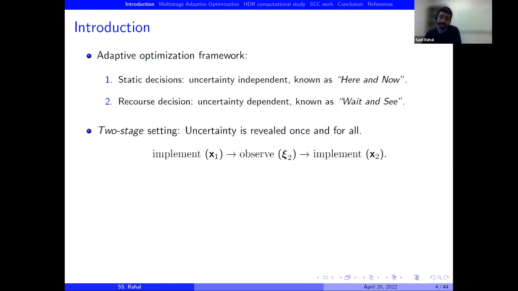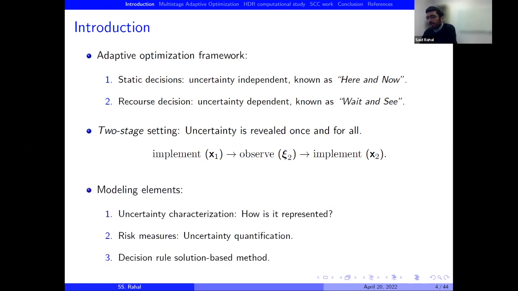The 2-stage setting in adaptive optimization basically assumes that your uncertainty will be revealed once and for all. So you first apply the static decision, wait for the uncertainty. Once it is revealed, you either, between quotes, clean the mess of the uncertainty, or you work on the profit based on your static decision by implementing X sub 2, which is the recourse decision.